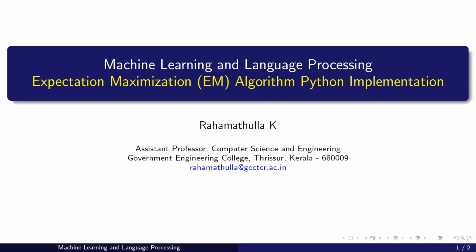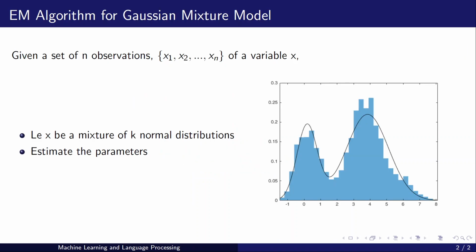Here we'll try to implement it using the scikit-learn library. The implementation is done for a Gaussian mixture model. Here we'll generate a Gaussian mixture of two or more normal distributions, given some observations x1, x2, etc., xn for a variable x. Basically, we'll create two normal distributions and combine them to form a single x. Then we'll try to estimate the parameters using scikit-learn's Gaussian mixture.